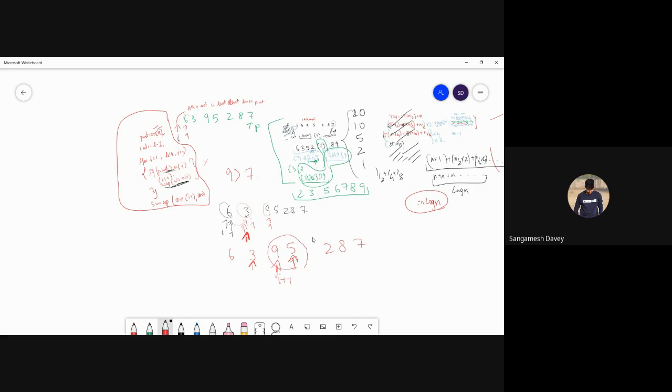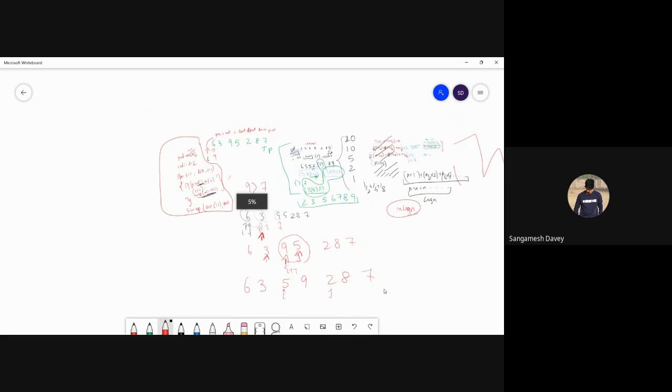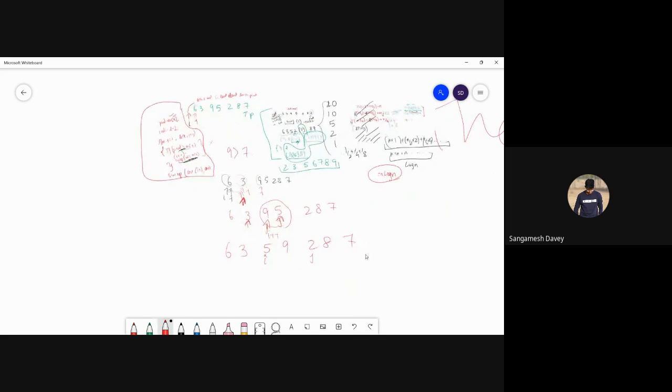Swap these two. So right now I'll have 6, 3, 5, 9, 2, 8, 7. The i is pointing to here. The j is pointing to here. Then in the next iteration, j points to 2. Again, 2 is less than 7, so I increment i. So right now i points here. I swap i and j. So I have 6, 3, 5, 2, 9, 8, 7.